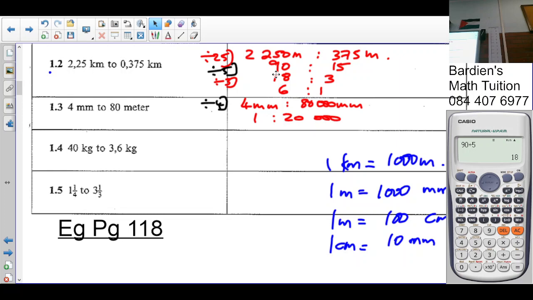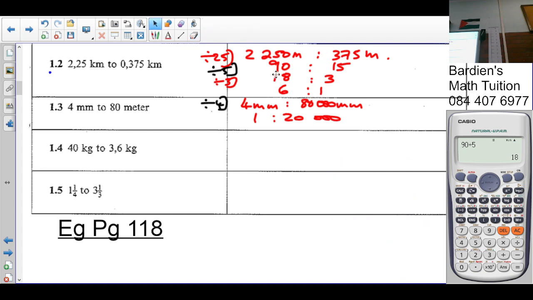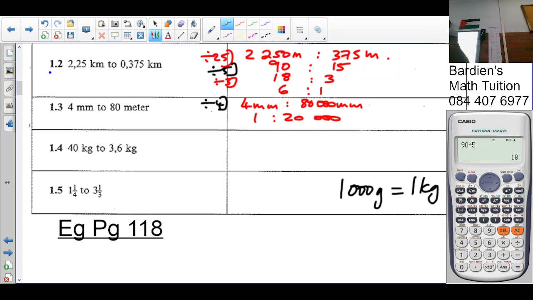Did I make that note already? No. Did I make the note here? No, I didn't. So we're saying that, yes I did. 1,000 grams equals 1 kilogram. 1,000 kilograms equals 1 ton. Okay.